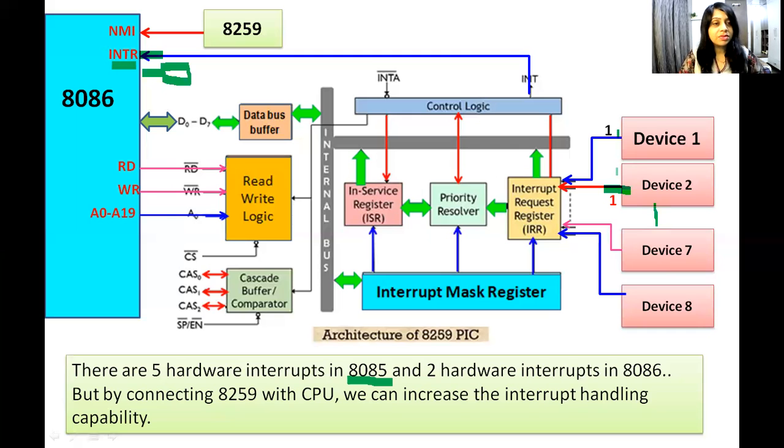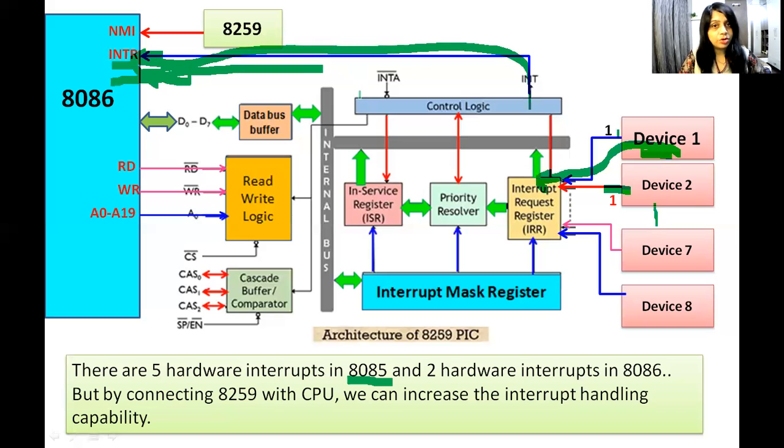That is interrupt request. So if device 1 wants to send an interrupt request to 8086, first device 1 sends the request to 8259, then 8259 will send that request to the processor, and then the processor will acknowledge to 8259, and then 8259 will acknowledge to the device.